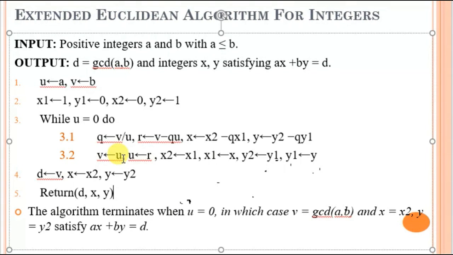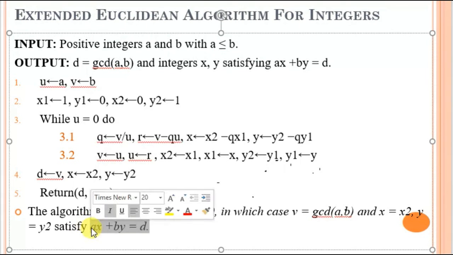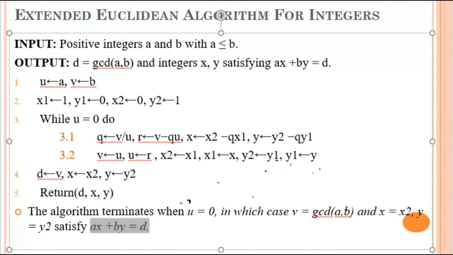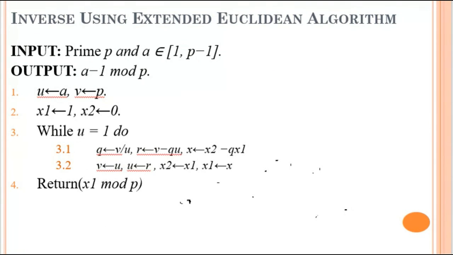The algorithm terminates when u equals 0, in which case v equals the greatest common divisor of a and b, and x equals x2 and y equals y2 satisfy ax plus by equals d. Then the extended Euclidean algorithm is solved. Now, inverse using the extended Euclidean algorithm. How the modular inverse is calculated using the extended Euclidean algorithm.